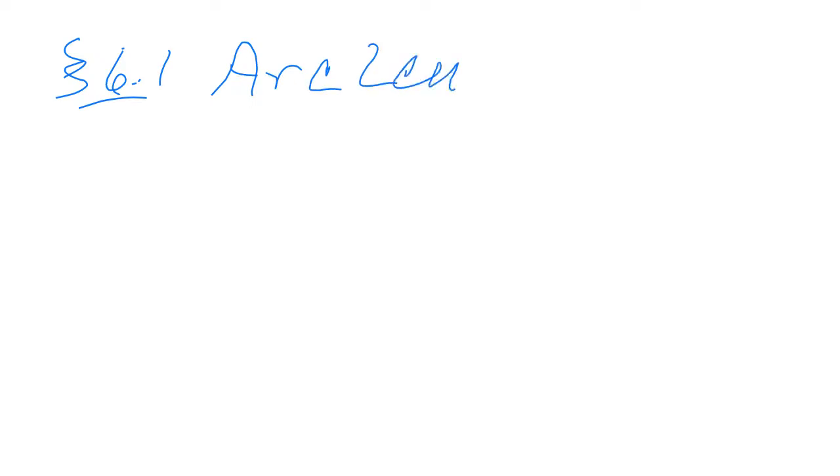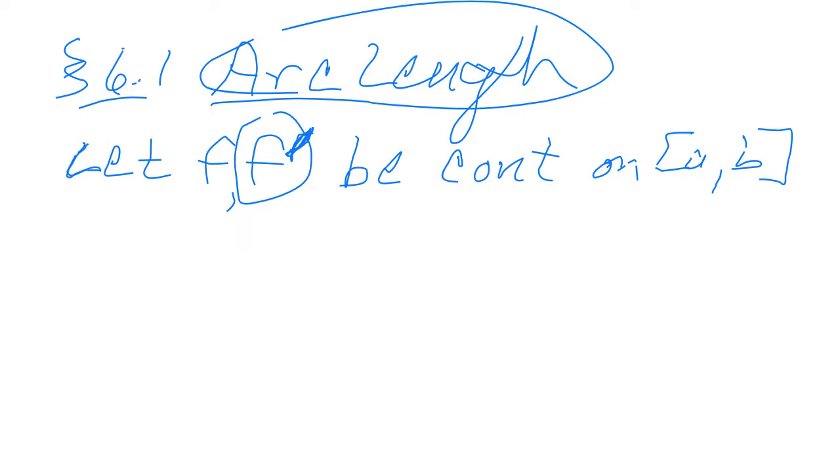We're going to do section 6.1, we're kind of going backwards. We're going to look at length of arc, or arc length. So section 6.1, arc length. Length of arc is what the book calls it. Others call it arc length, so I'm going to call it arc length. F prime is also continuous, so the derivative is continuous on the closed interval.